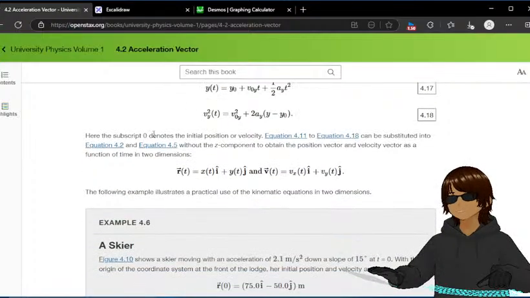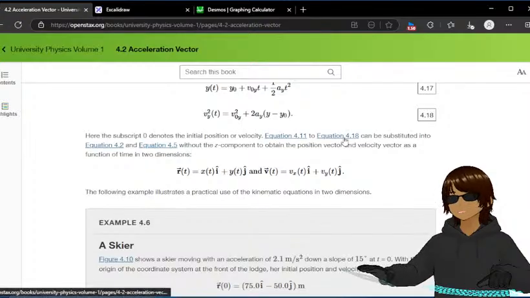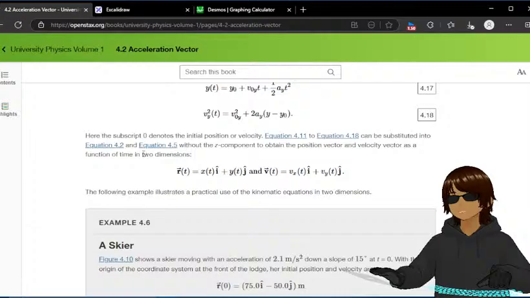Here, the subscript 0 denotes the initial position or velocity. 4.11 and 4.18 can be substituted into equations 4.2 and 4.5 without the z component to obtain the position vector and velocity vector as a function of time in two dimensions.